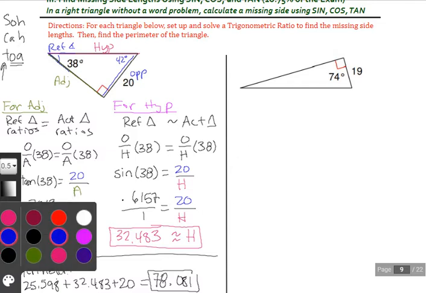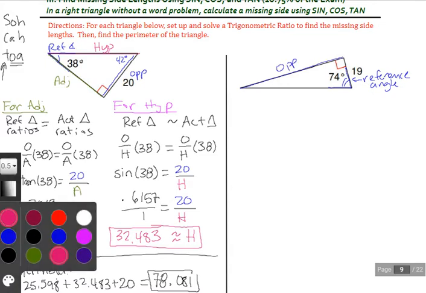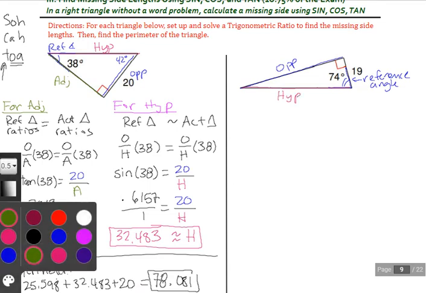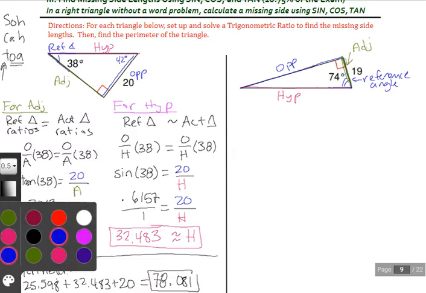So I have a reference angle here, 74. Which means the side across from it is going to be my opposite side. Here I have my hypotenuse directly across from the right angle. And then I have my adjacent side touching my reference angle of 74. So it looks like we have to find the opposite side and also the hypotenuse. So let's do the opposite side first.